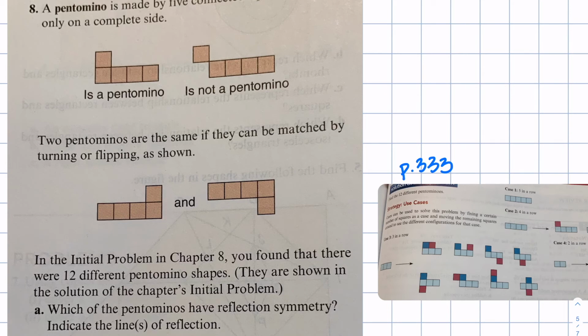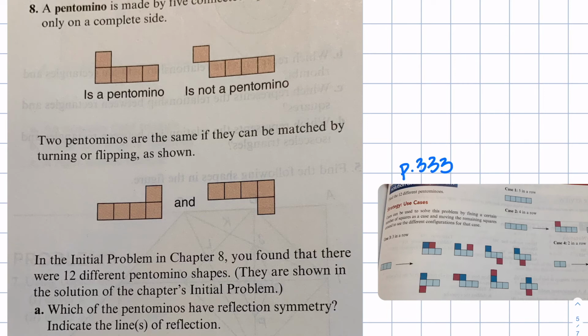And 2 pentaminos are the same if they can be matched by turning or flipping, as shown. So these 2 pentaminos are the same one because I can flip this one and get this one, or vice versa.